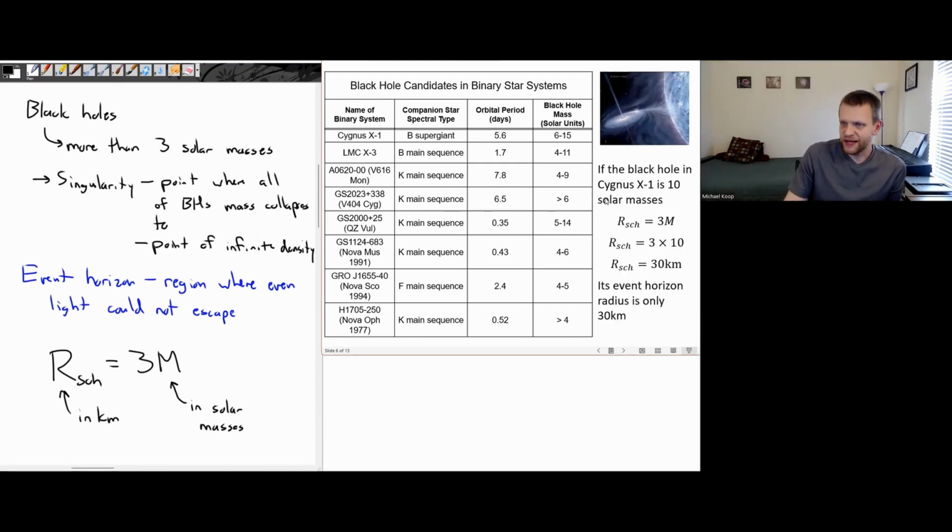For example, if the black hole in Cygnus X1 is 10 solar masses, then in this equation the mass would be 10 because we're measuring in solar masses. Multiply that by 3 and we'd get 30 kilometers for the event horizon radius. This would not be very far. 30 kilometers is a little under 20 miles. So it's only if you get very, very close to these things that you have that event horizon, that point of no return.